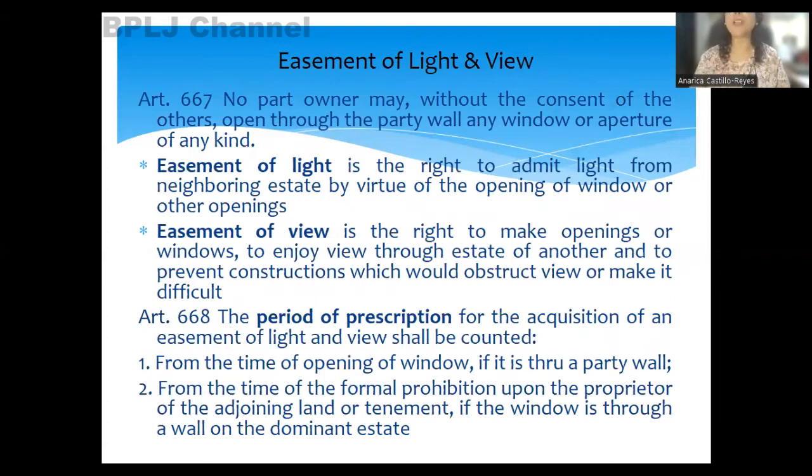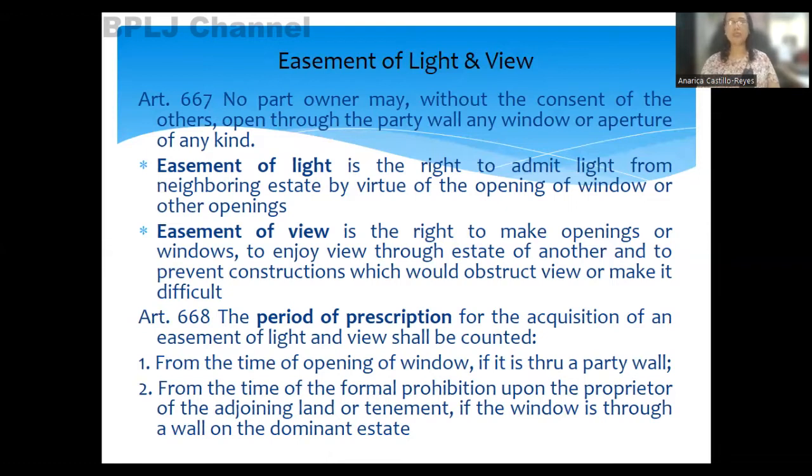Okay, let us now go to another legal easement, of light. No part owner may, without the consent of the others, open through the party wall any window or aperture of any type. So again, when a window is constructed on a party wall, it is a positive easement. Again, what is an easement of light? It is the right to admit light from a neighboring estate by virtue of the opening of a window. Easement of view. It is the right to make openings or windows to enjoy view through the estate of another and to prevent constructions which would obstruct the view or make it difficult.